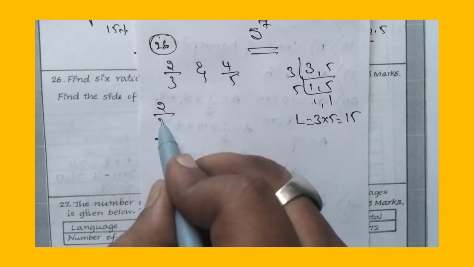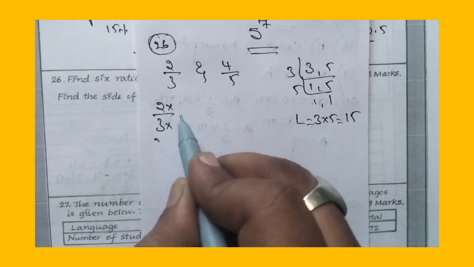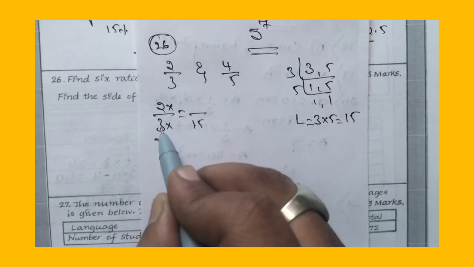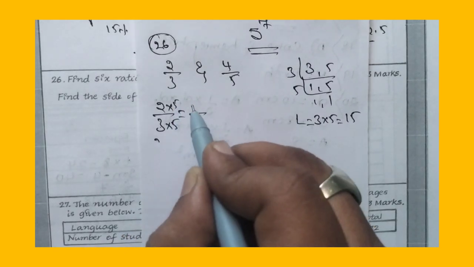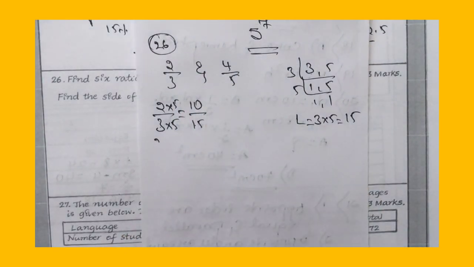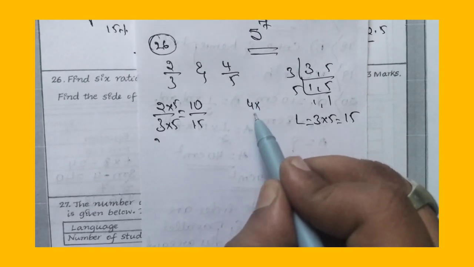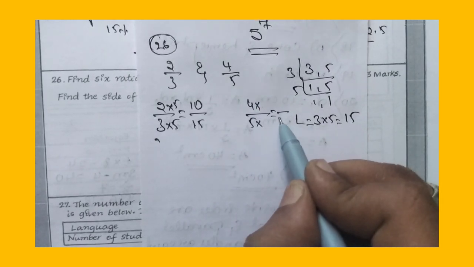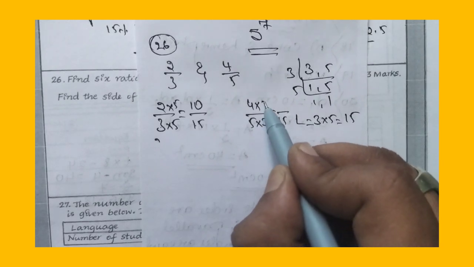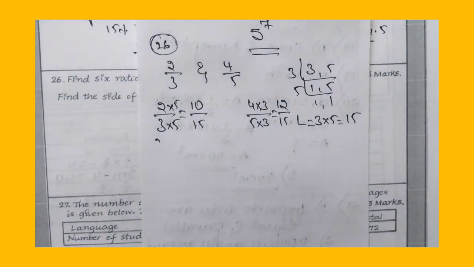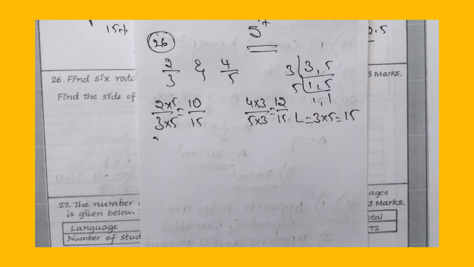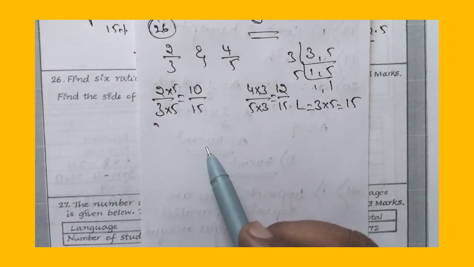Now 2 by 3, to get 15, 3 is multiplied by 5 and 2 also multiplied by 5, we will get 10 by 15. And 4 by 5, to get 15, 5 is multiplied by 3, 4 is multiplied by 3, we will get 12 by 15. But we need 6 rational numbers, and this does not give us 6 rational numbers.